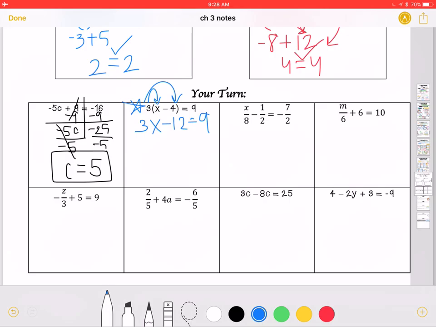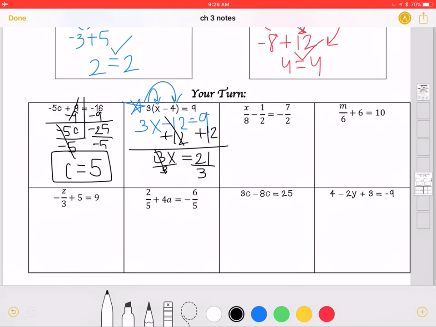Now I have a two-step equation. Remember, distributive property, I multiply each term inside of my parentheses. So now I can solve this. Now I'm going to get rid of that subtracting 12 by adding 12 to both sides. 9 plus 12 gives me 21. Bring down my equal sign. I still have a 3x, so I'm not done. I need to still divide by 3. 21 divided by 3 gives us 7. So you should have x equals 7.